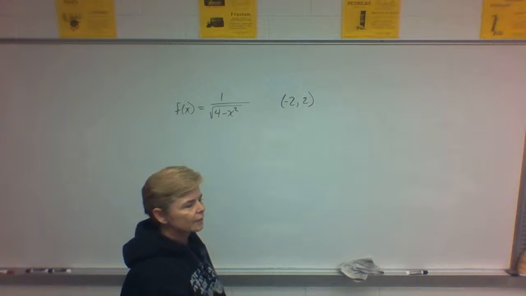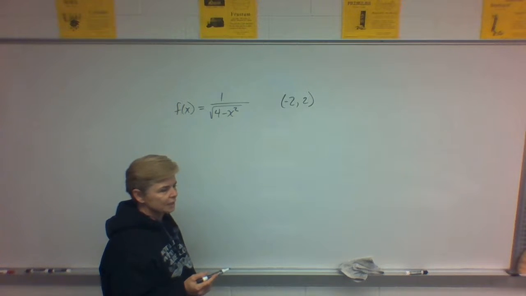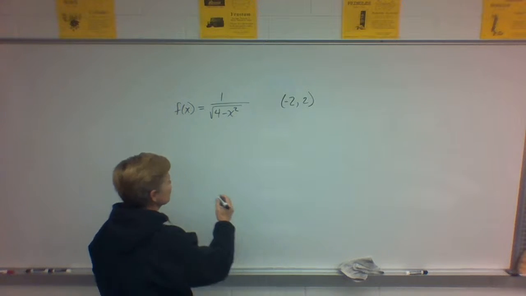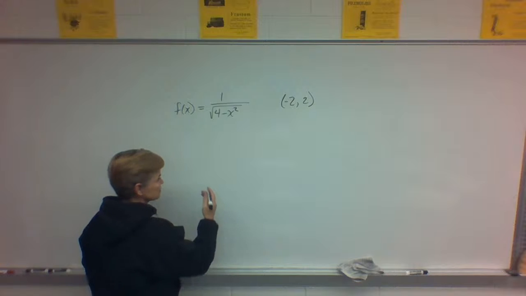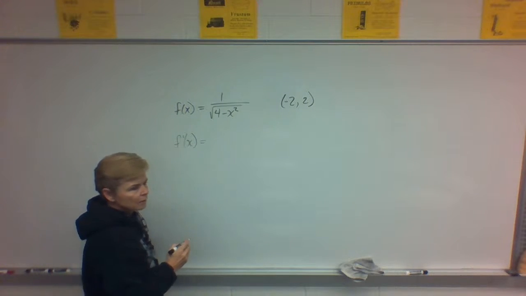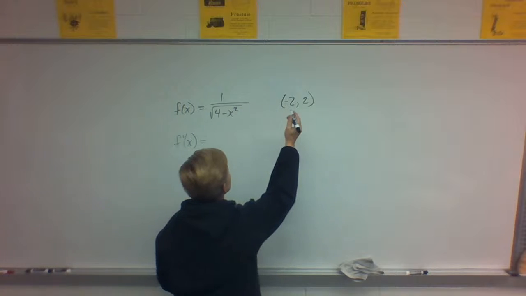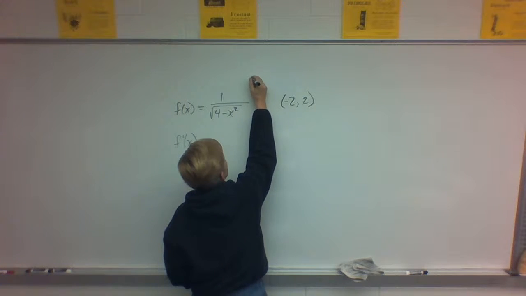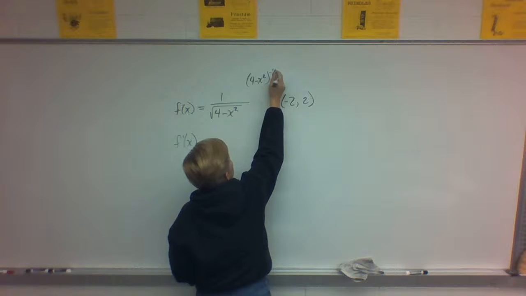We only have to look at the critical values for maxes and mins. Do you understand this or not? So what do we do to look for critical values? Find the derivative. Can I rewrite this just so that we can all see it? It's going to be 4 minus x squared to the negative 1/2. I'm just writing it up here so we can see that.